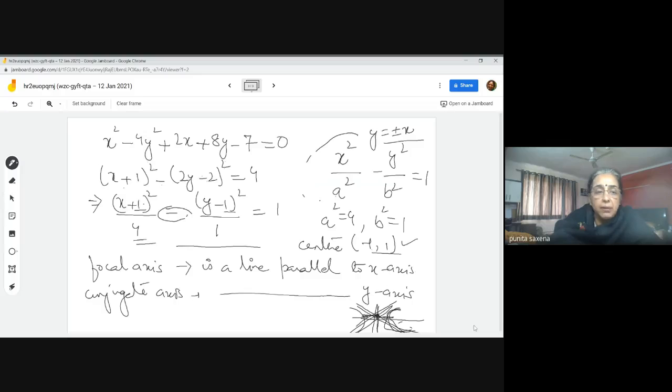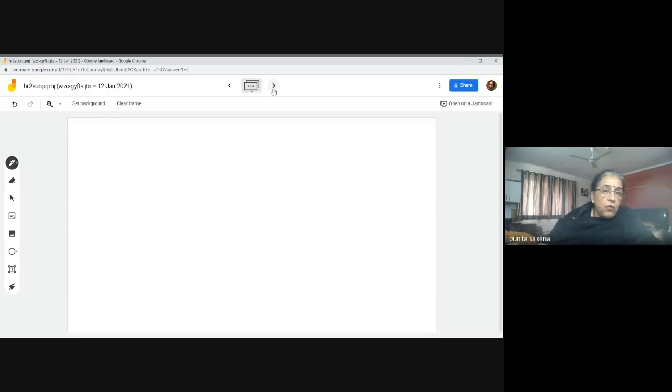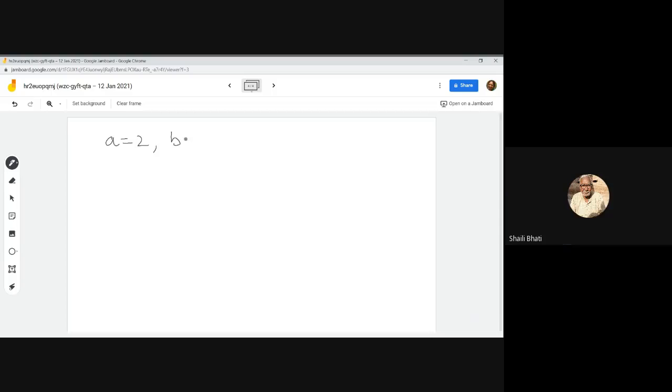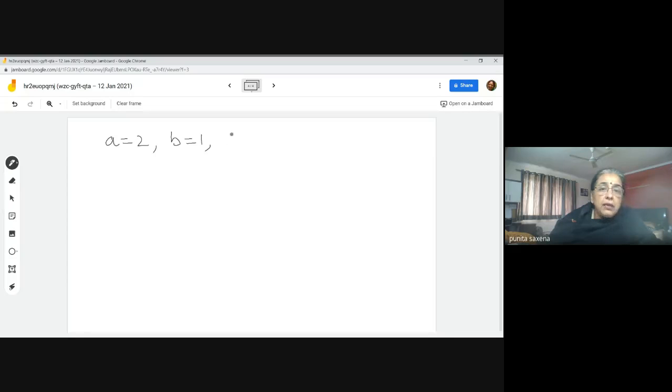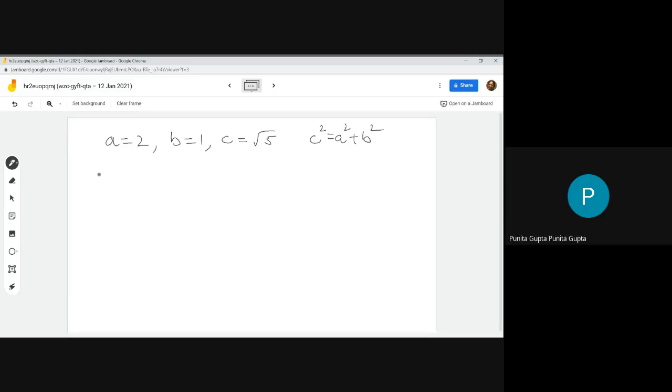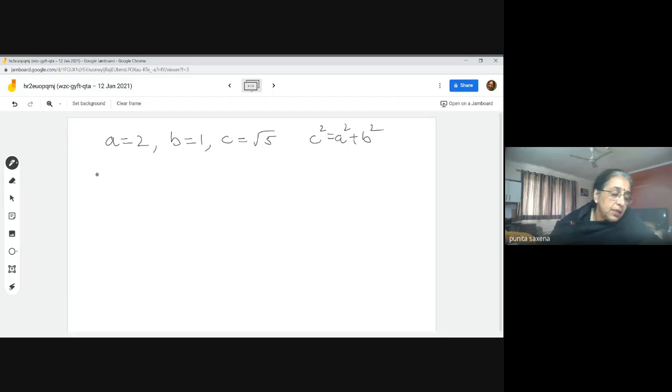अब इस केस में भी हमारे पास दो options हैं. If I just look at this equation that we have reduced to, what do you conclude from here? That your A is 2, B is 1. And of course, in this case, since c square is a square plus b square, your c is √5. ठीक है, इस केस में उल्टा हो जाता है ना, your c square is actually a square plus b square now, for a hyperbola.